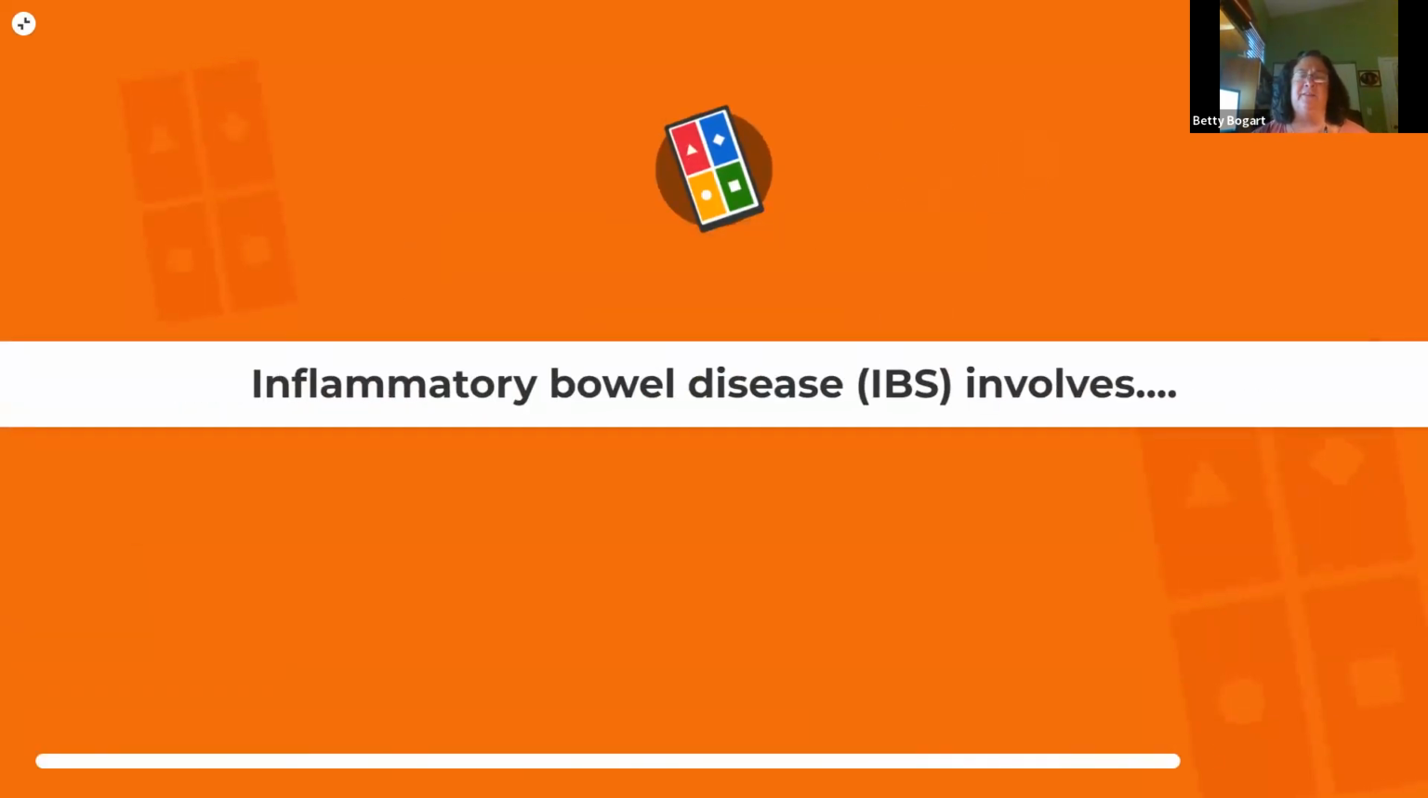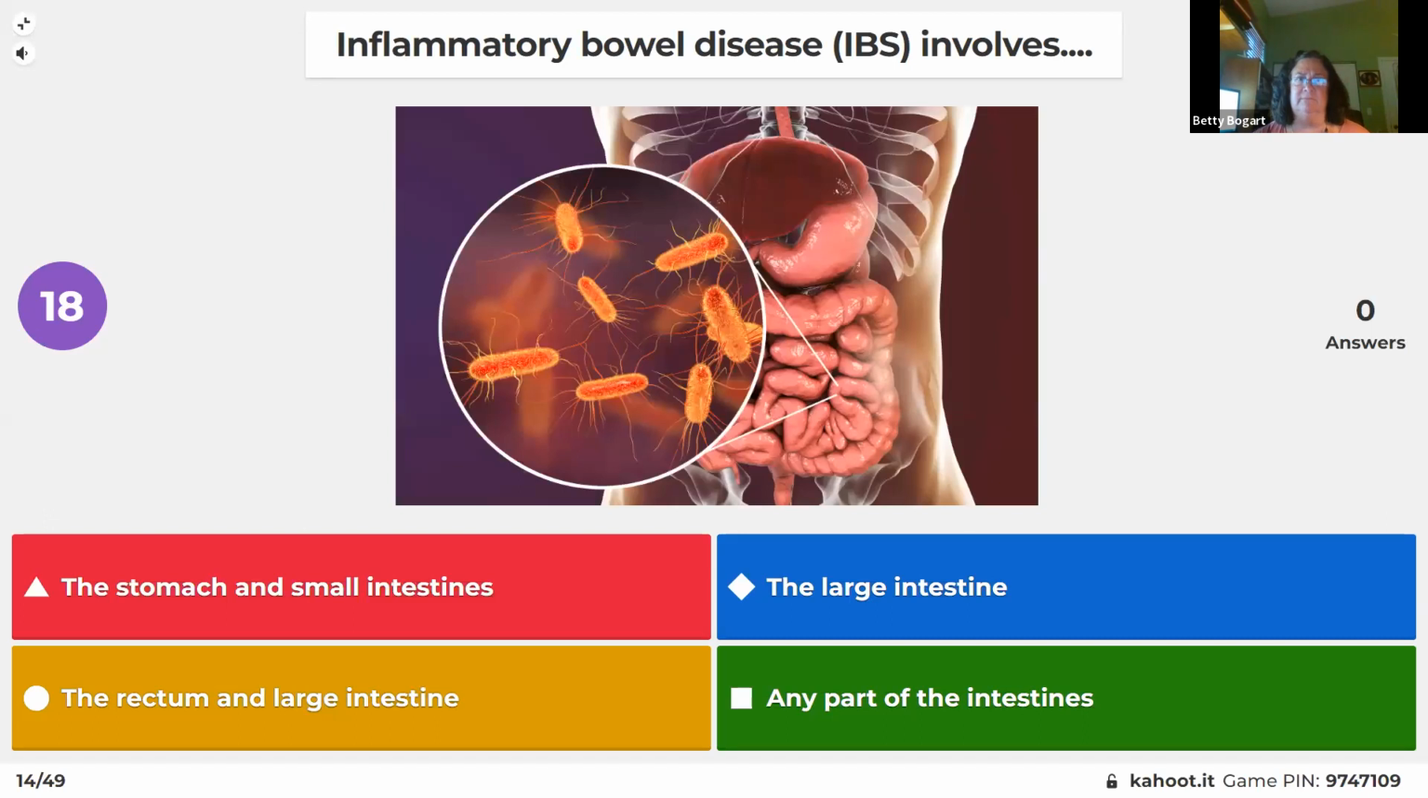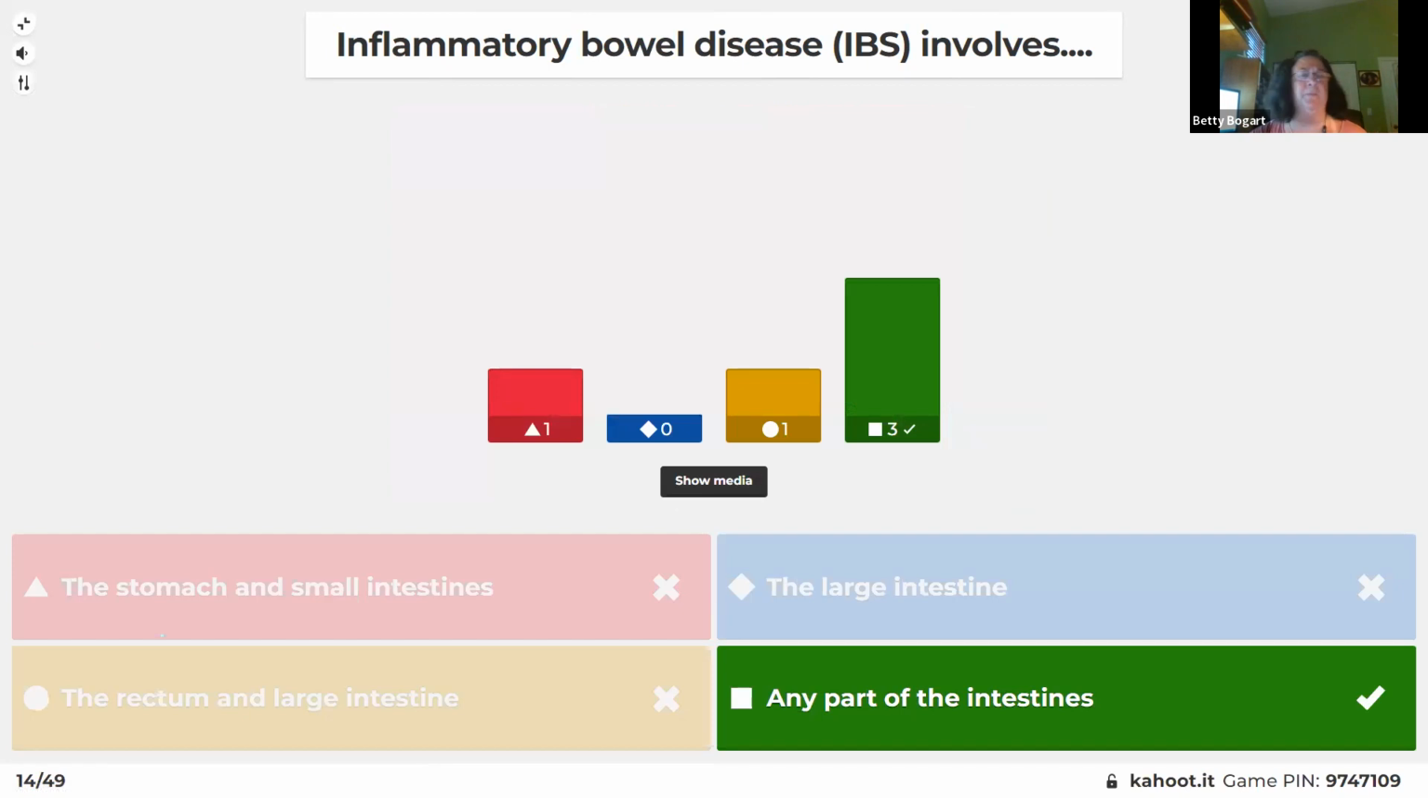Inflammatory bowel disease involves what? IBD. I always call it mouth to anus. It's the way I was taught. And it's any part of the intestines, any part. You know, it doesn't matter where it is. Could be segments, could be the whole thing, depending on what condition you're talking about.